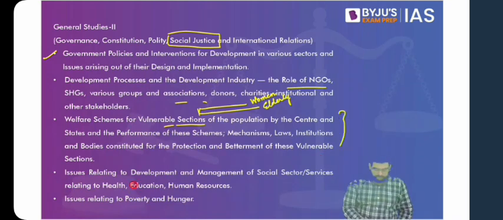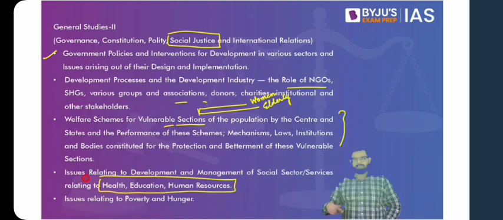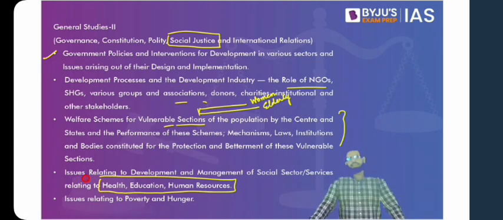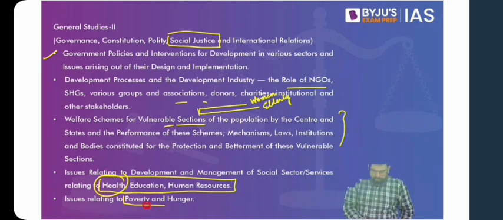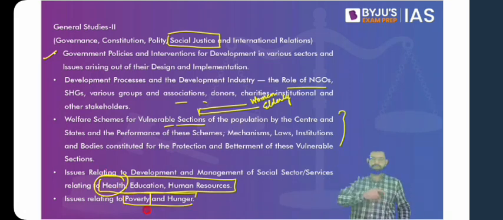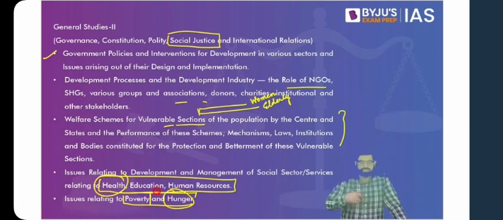Then you have issues related to health, education, and human resources that we'll take up one by one, because these matters of social sectors and social services are becoming an issue, the manifestation of which, particularly health, you found during your COVID lockdown and the period that followed. Then we have poverty and hunger mentioned here. So poverty will be covered with respect to paper 1 and 2, and then we'll move on to hunger, and that's where we enter into the domain of social justice.